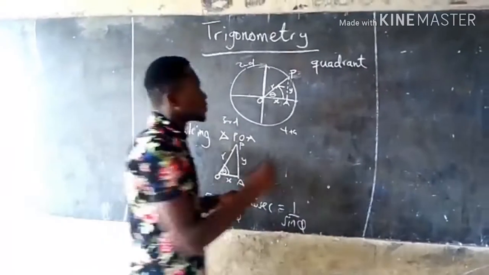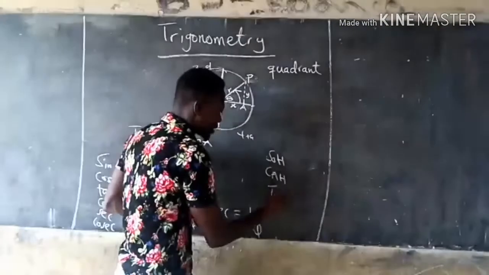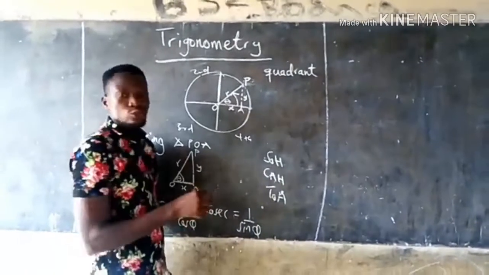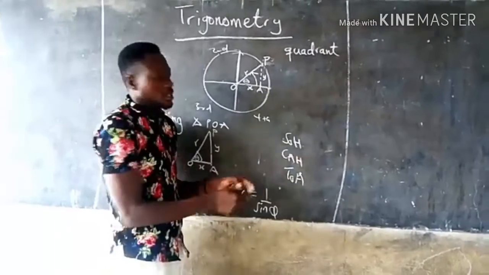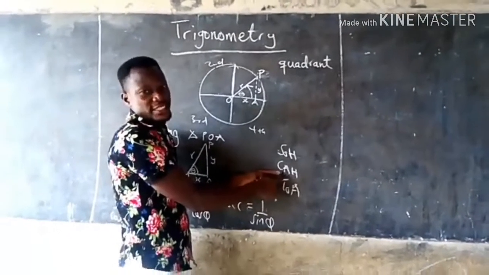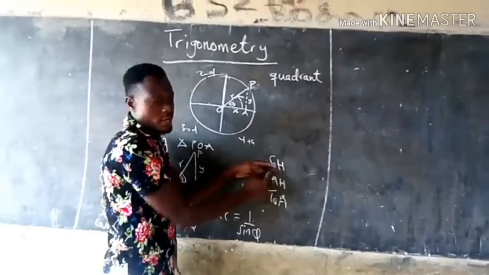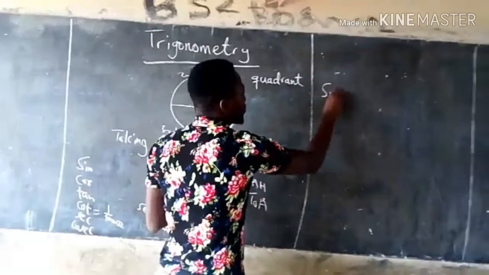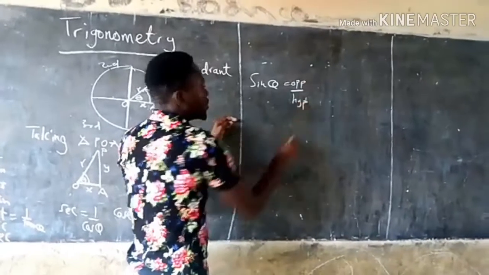From this mnemonic, this is something that you've been taught way back from primary. Anytime you want to find sine of a given angle, you need opposite and hypotenuse. The O represents opposite, H represents hypotenuse. The A represents adjacent. So for you to get sine of any given angle, you need opposite over hypotenuse. So this is opposite. Sine of any given angle is opposite over hypotenuse.